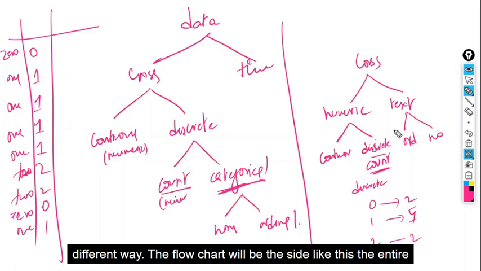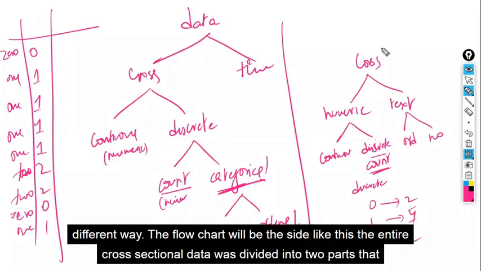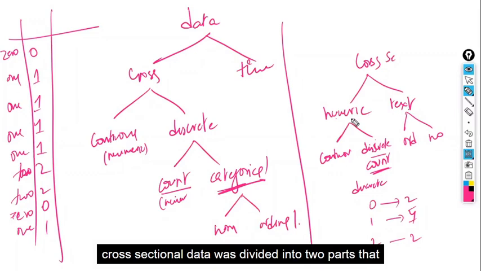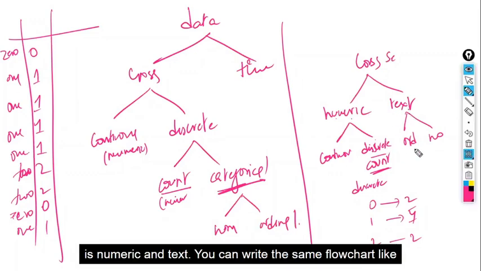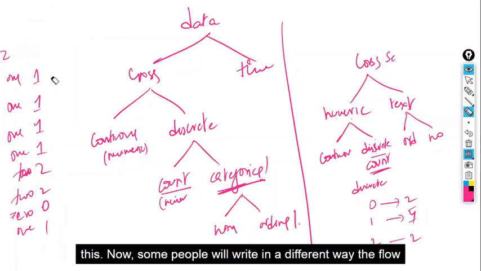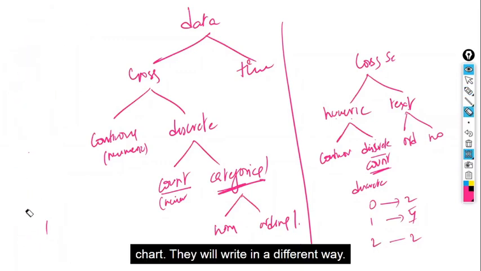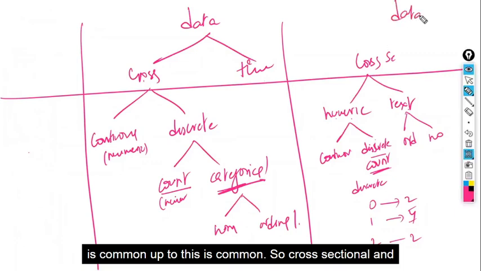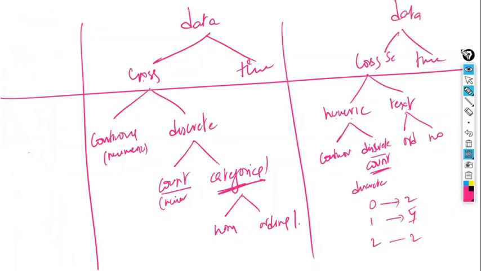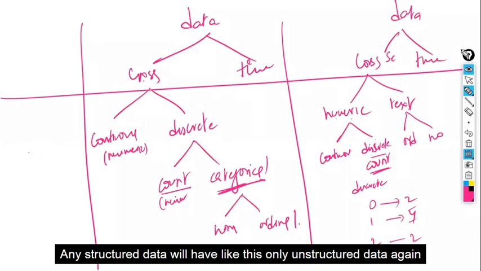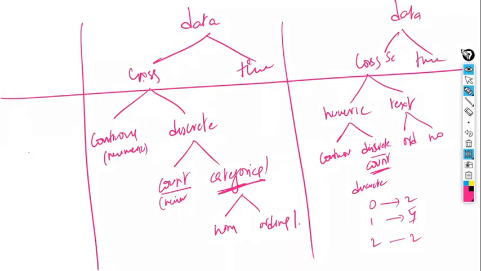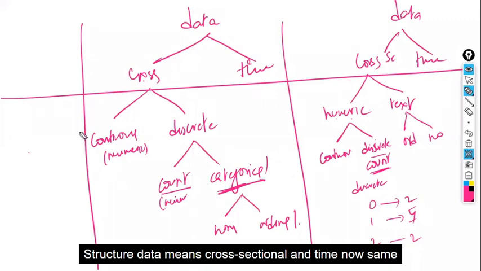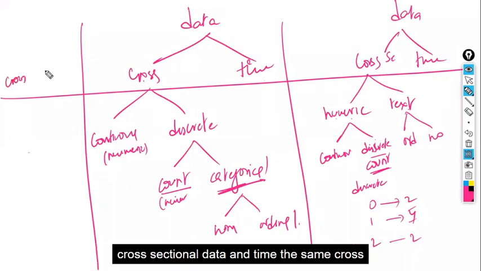The flow chart will be like this. The entire cross-sectional data was divided into two parts, that is numeric and text. You can write the same flow chart like this. Now some people will write the flow chart in a different way. Data, cross-sectional and time. Up to here it is common for anyone. Any structured data will be like this only. Unstructured data is again different. Structured data means cross-sectional and time.